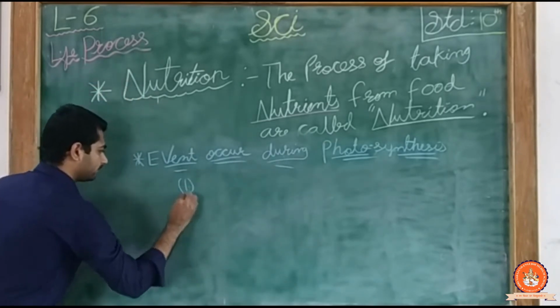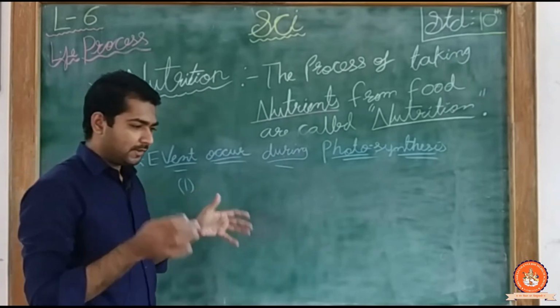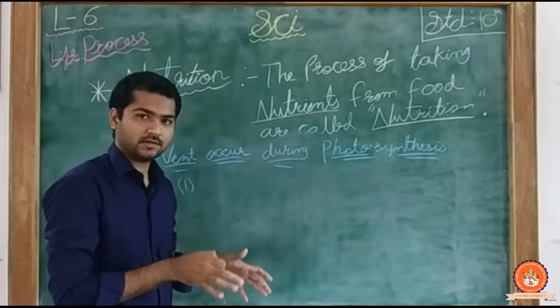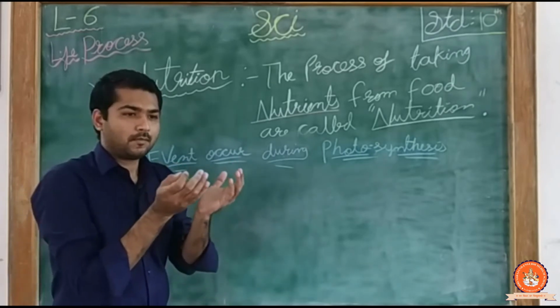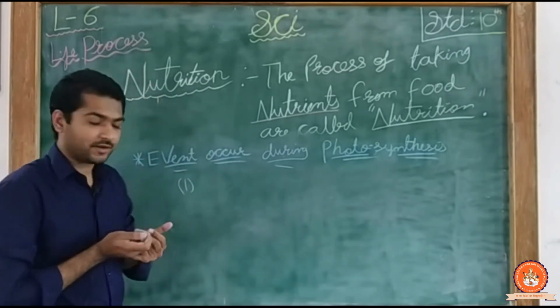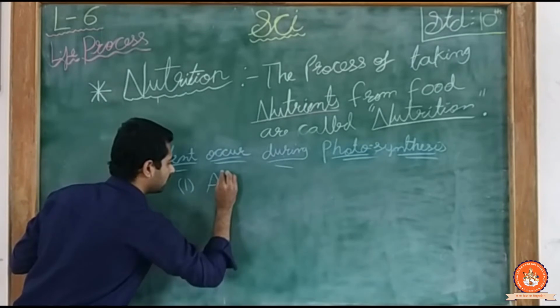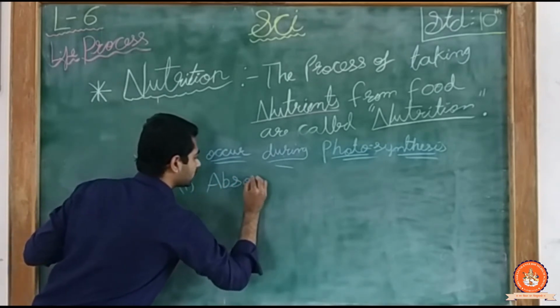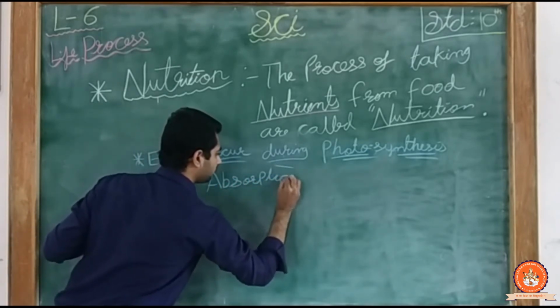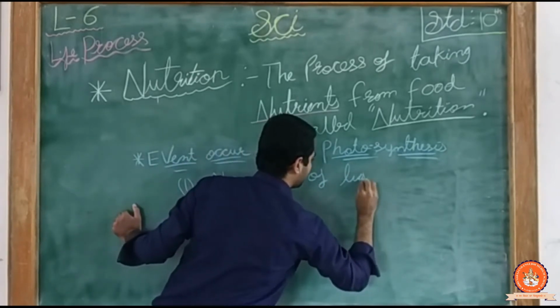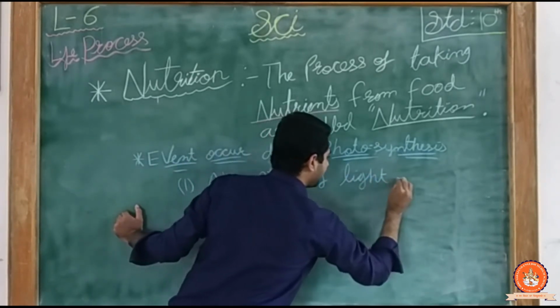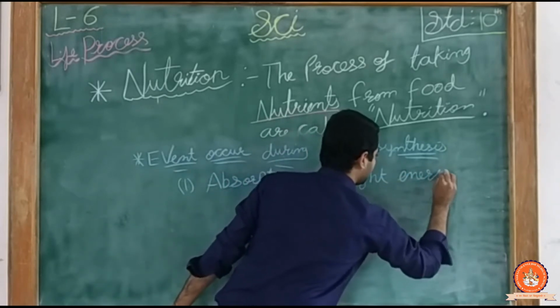First event: light will be exposed on the plant. What happens? Absorption of light energy. The first point is absorption of light energy. We get light energy from the sun.